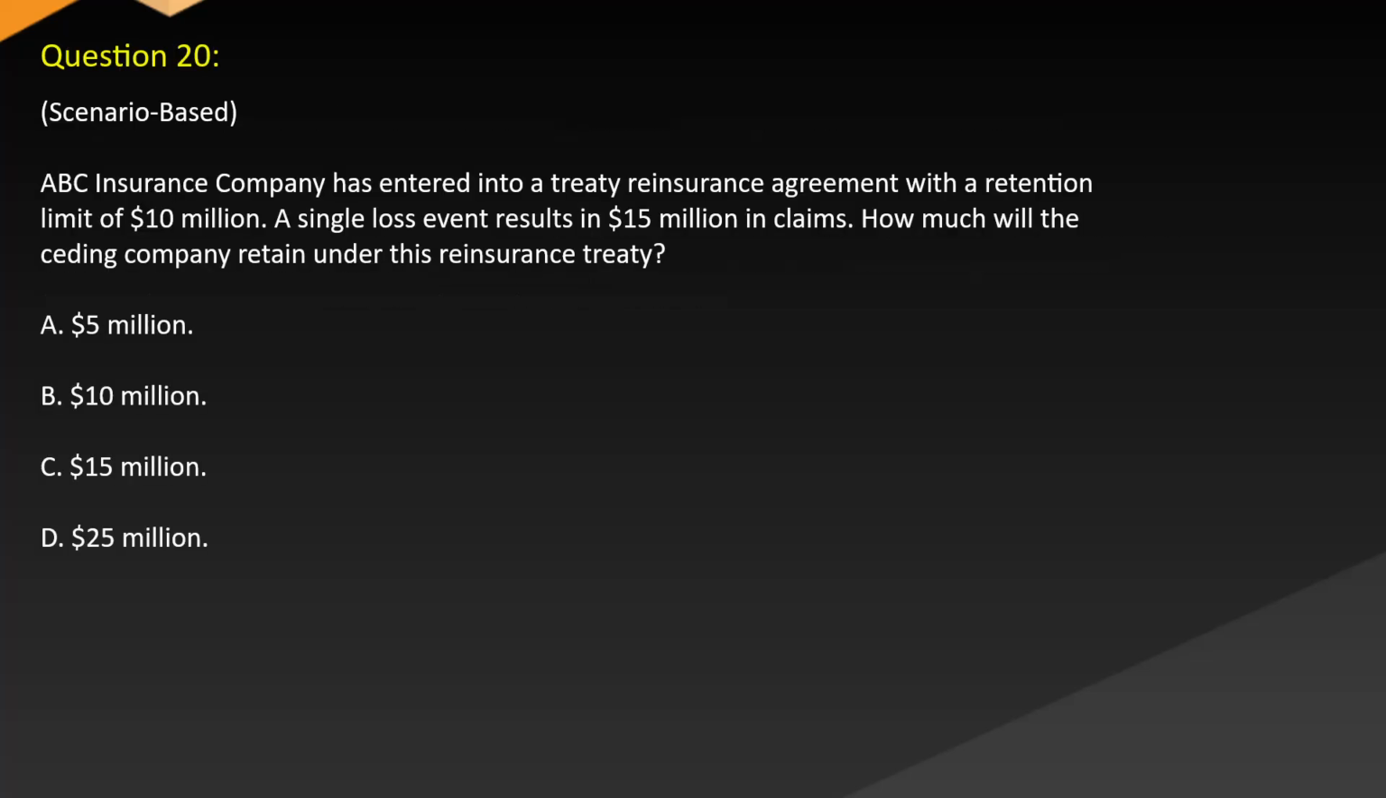Question 20. Scenario-based. ABC insurance company has entered into a treaty reinsurance agreement with a retention limit of $10 million. A single loss event results in $15 million in claims. How much will the ceding company retain under this reinsurance treaty? A. $5 million. B. $10 million. C. $15 million. D. $25 million.